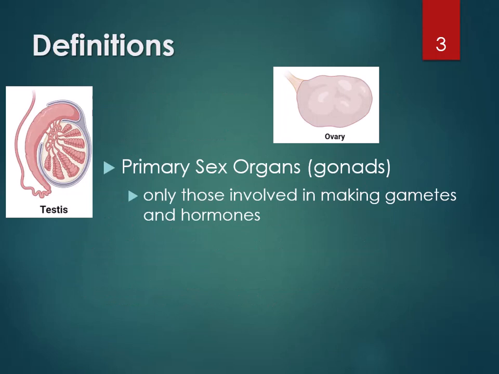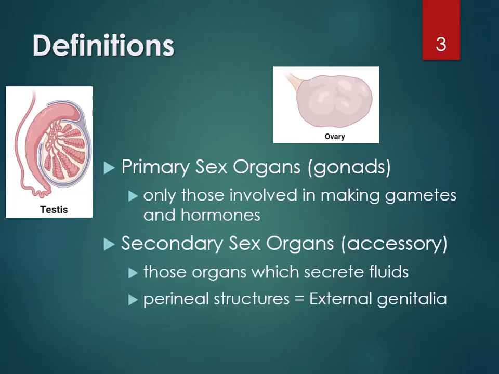So the primary sex organs, or the gonads, are those involved in making sperm and egg. So in men, that would be the testes, and in females, that would be the ovaries. Everything else, all the other parts, which are used to secrete fluids or carry a baby or aid in the travel of sperm or eggs, are considered secondary sex organs. Only the testes and ovaries are the primary sex organs.